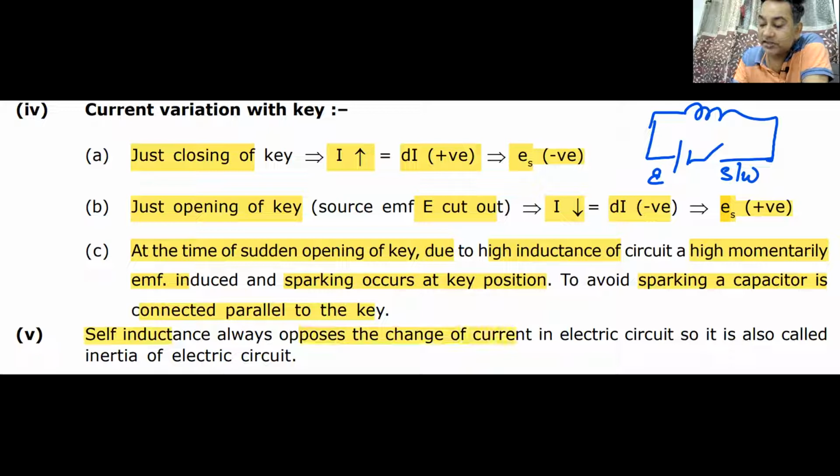Self-inductance always opposes the change in current, so it is also known as the inertia of the electric circuit. It is just like inertia. What do you mean by inertia? If a body is at rest, it will remain at rest. If a body is moving, it will try to continue its motion. It will always try to oppose the change of the state of motion. That property is known as inertia. You can call inductor the inertia of the circuit because if you try to change the current in the circuit, the inductor will oppose it. Do we understand this? Yes or no? I'll give you a minute to note it down.